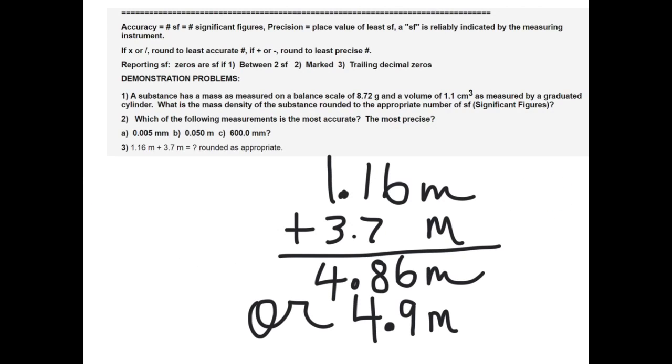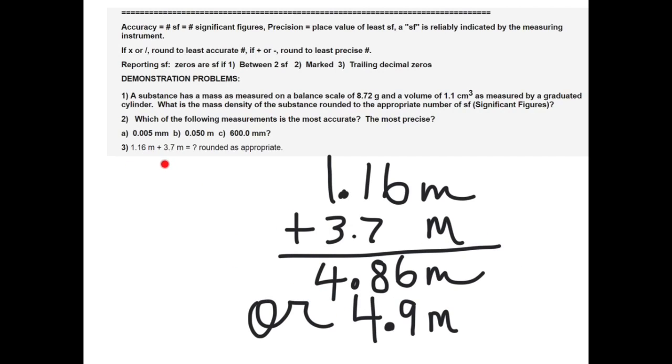Consider demonstration problem number 3. Here we measure with 2 different instruments supposedly. With the first instrument we get 1.16 meters, and with the second instrument we get 3.7 meters. And so we need to add these numbers. So we do that, and when we do that, we get 4.86 meters.